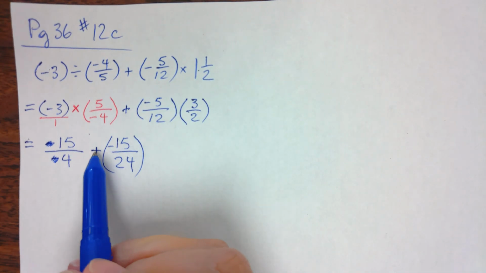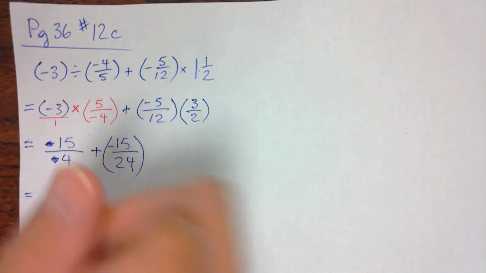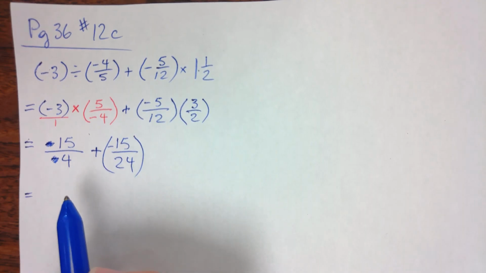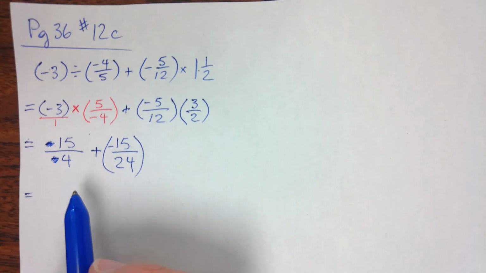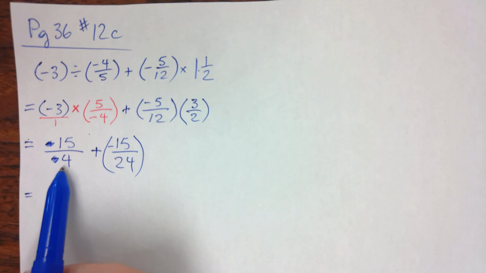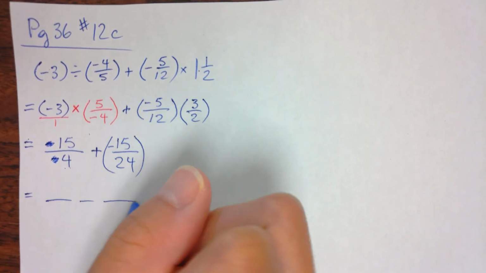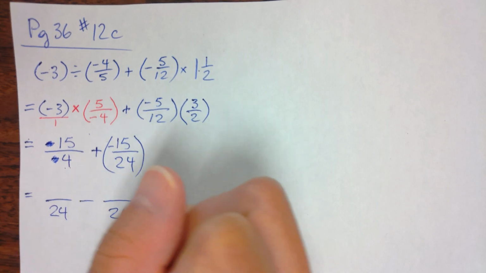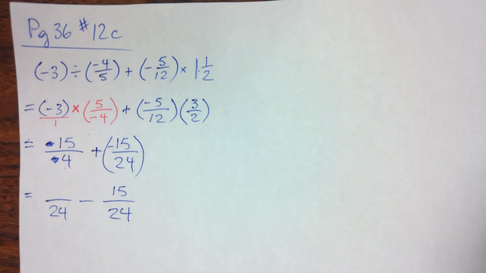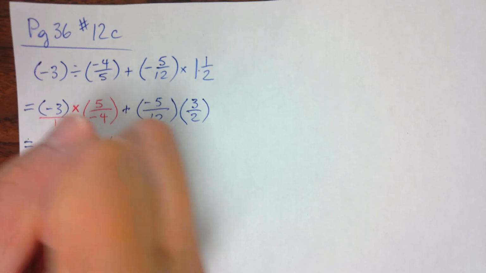Okay, again, plus and minus becomes a minus. When I add or subtract, again, what do I need? Whenever I add or subtract fractions, I need, yep, common denominator. So between 4 and 24, their common denominator is 24. Okay, this is 24, so I can just keep that 15. This one, 4 times 6 gives you 24.